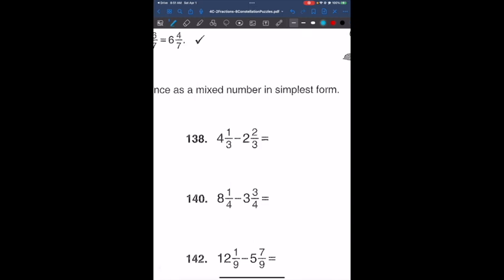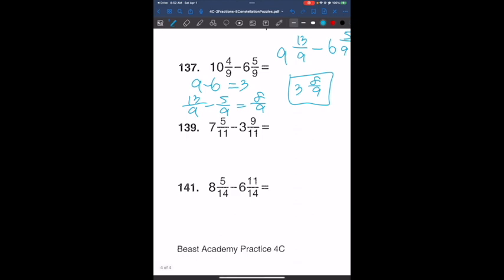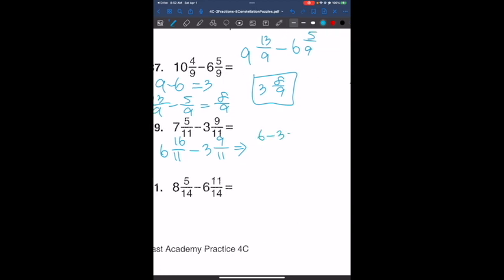Again, we're going to rearrange 4 and 1/3 into 3 and 4/3. Again, subtract the whole number first, then subtract the fraction. So our answer is going to be 1 and 2/3. Next, we're going to rearrange 7 and 5 over 11 into 6 and 16 over 11. And so 6 minus 3, only for the whole numbers, is 3. Subtraction for the fraction is going to be 7 over 11. So our answer is going to be 3 and 7 over 11.